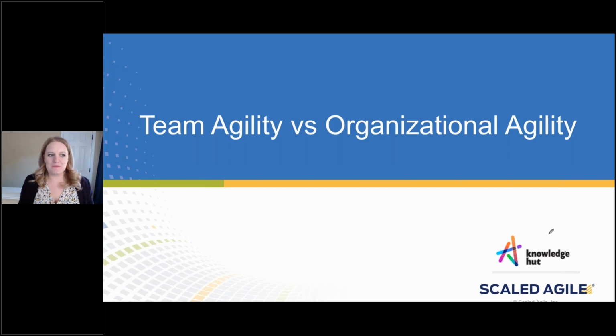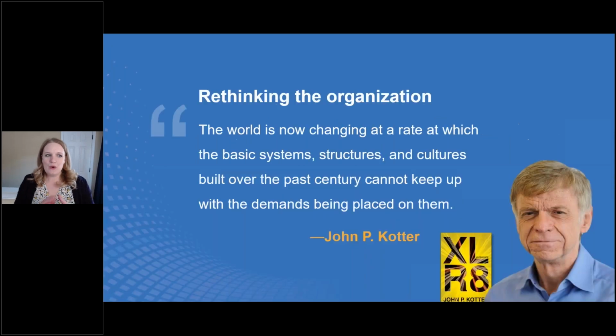And today we're going to talk about team agility versus organizational agility. And why is this an important topic? Cotter's book, Accelerate, for those of you not familiar, talks about how the world's changing at such a rapid pace that the frameworks that we've used historically no longer can keep up with our pace of change. And so we need to rethink how we structure our teams, how we structure our organizations so that we can achieve business agility.